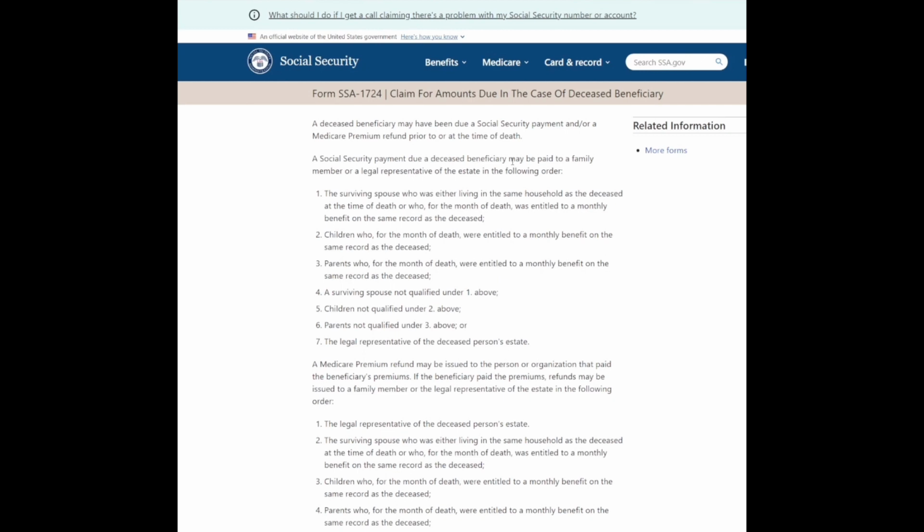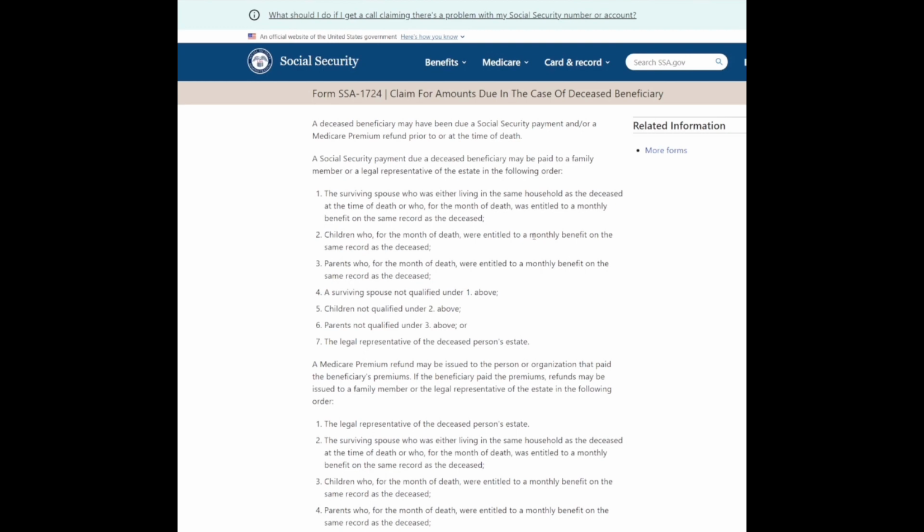Whenever SSA-1724 is being completed, and we'll pull up the form here in a second, there is a priority list of people that have to be paid. Number 1 on the list is going to be a surviving spouse, and it says right here, the surviving spouse who was either living in the same household as the deceased at the time of death, or who, for the month of death, was entitled to a monthly benefit on the same record. So this would be like if you were receiving spouse benefits on this person's record, then you're supposed to be paid this underpayment.